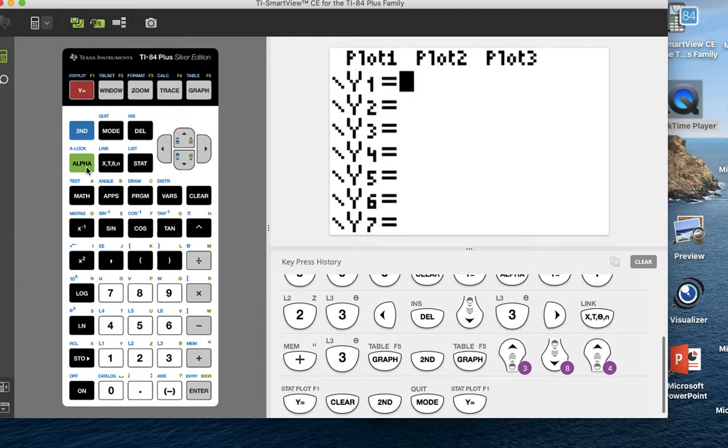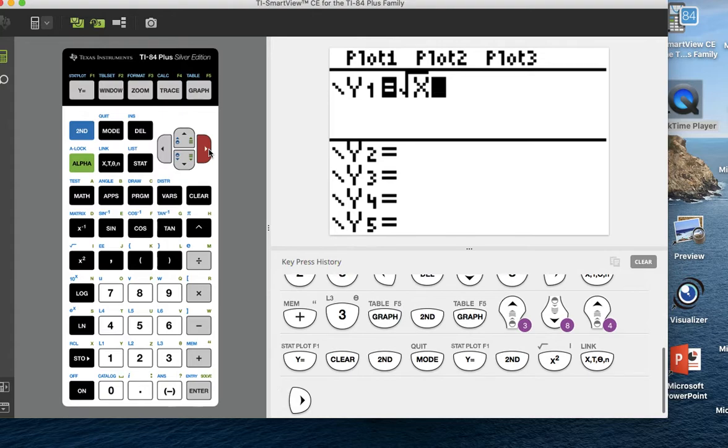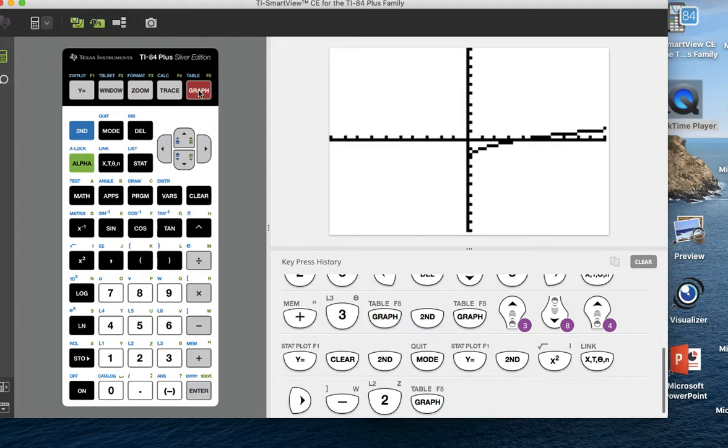Let's do a square root function. That's right here above the x squared. It's in blue, so second square root. And I need a variable in there, so I'm going to put x, and let's get out from underneath that and put in a -2. So I put in the square root of x, and -2 is outside the square root symbol. We're going to graph that, so I press this button up here to graph it. That's what it looks like on the graph, which isn't real interesting, but it's a square root.